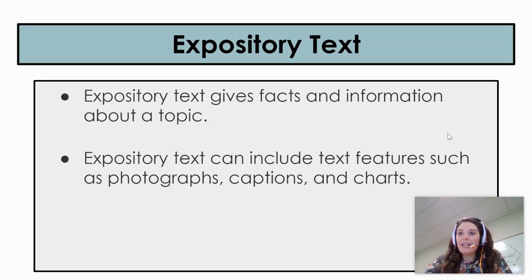What does an expository text have? An expository text gives facts and information about a topic. An expository text can include text features such as photographs, captions, and charts. So an expository text is not a fiction story with characters and a beginning, middle, and end. It is a book or text that gives facts and information. It is nonfiction or informational.